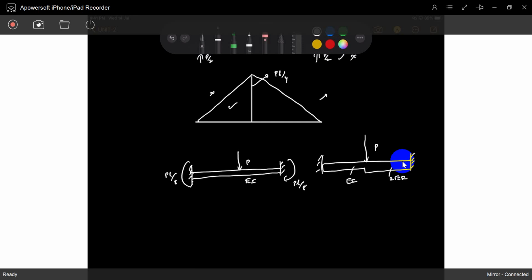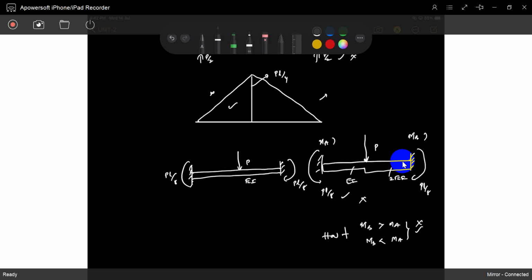So same thing. If P is applied, what is the moment here? Is it PL by 8 or not? So is the bending moment acting at that location dependent on flexural rigidity or not? If it is dependent, then MA is greater than MB, or MA is less than MB. Which one is right, which one is wrong, and how? I have a small doubt.